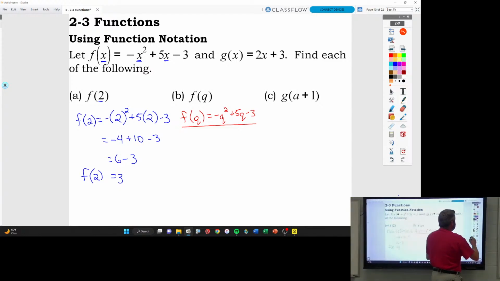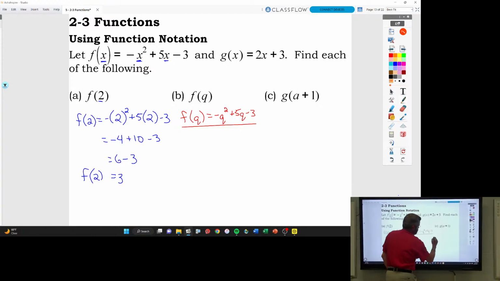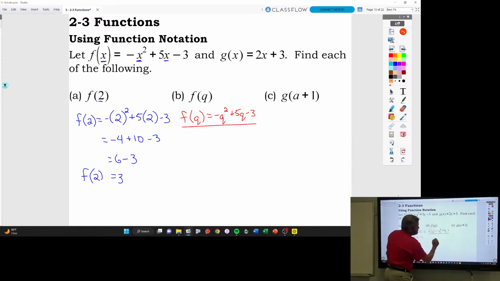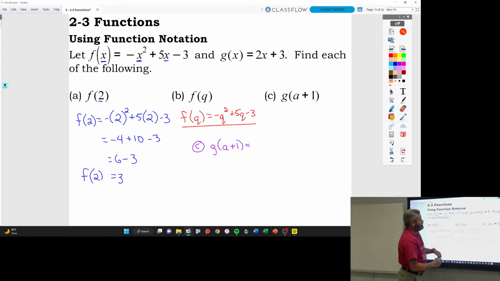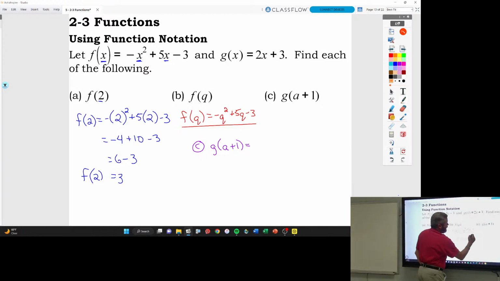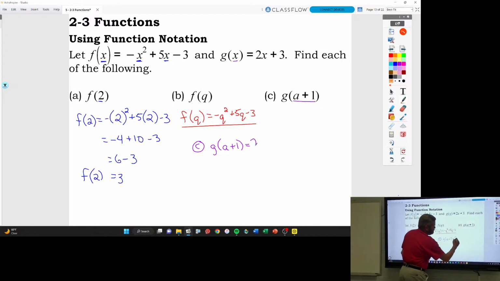Part C, g of a plus 1. That means we're now working with the g function. So I'm going to drop it down here so it has a little bit more room. So here's part C. So g of a plus 1. I'm going to take the g function, and anywhere I see an x, I change the x to an a plus 1. So 2 times x, but x is a plus 1, plus 3.